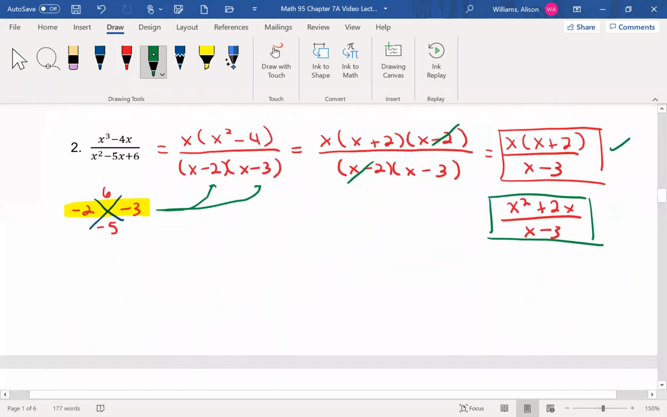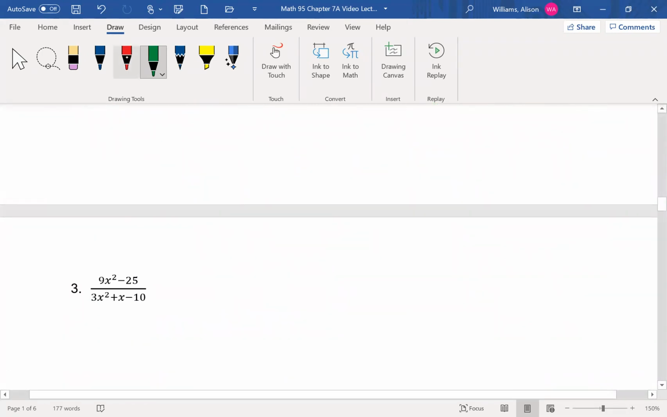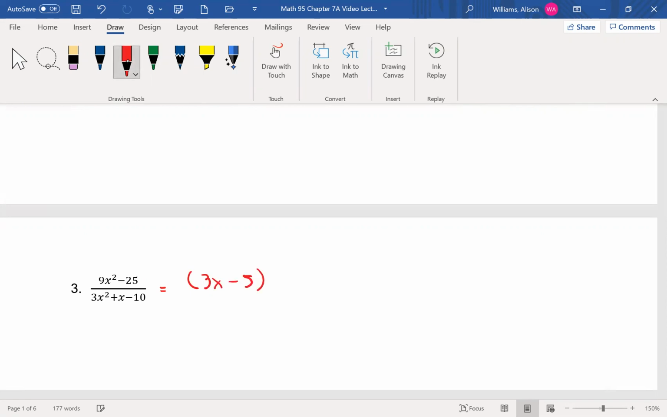All right, let's try one more. For this one, in the numerator, I don't have a GCF. 9 has 3, 25 is 5. But this is a difference of squares. So this is going to factor into 3x minus 5, because 3 squared is 9 and 5 squared is 25. It's kind of a sad looking 5, let me fix it. And 3x plus 5.